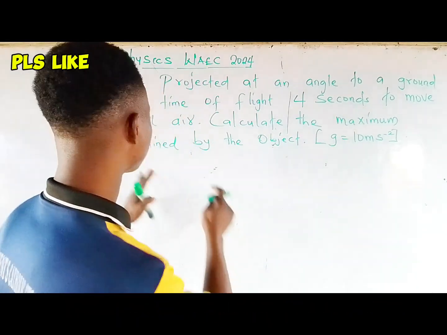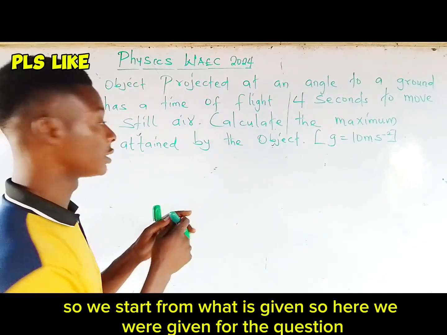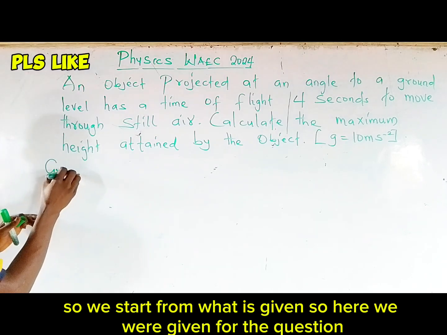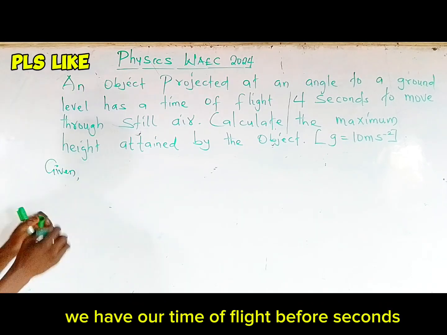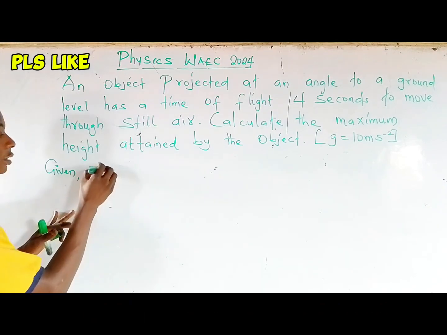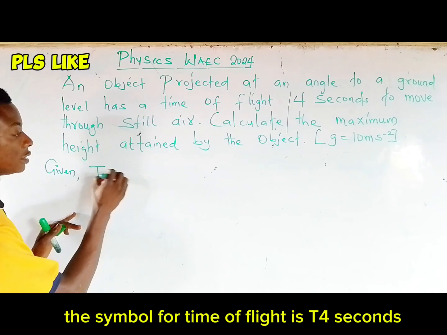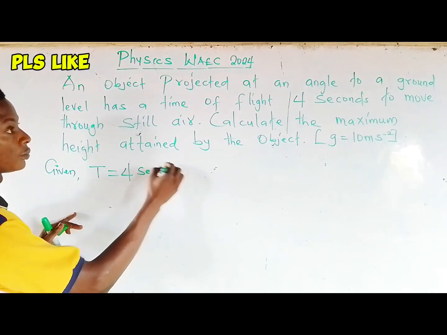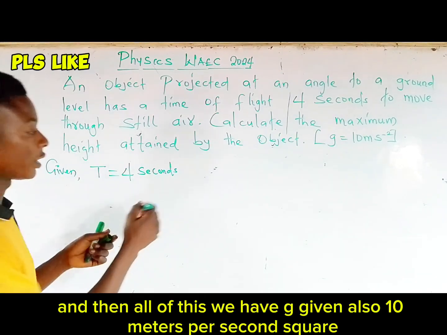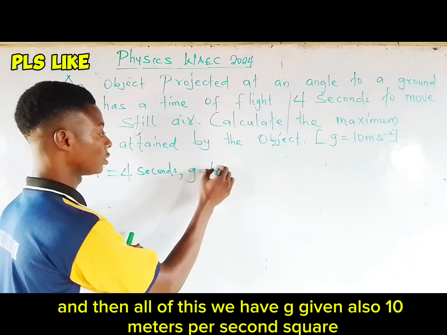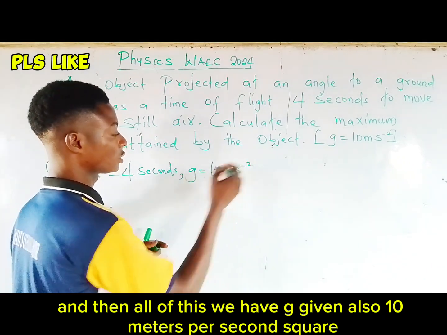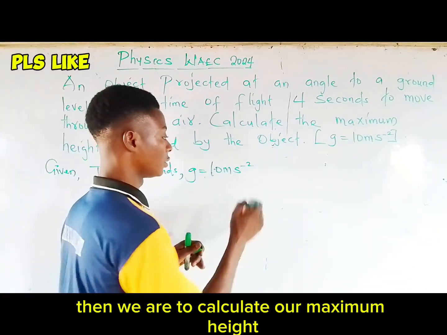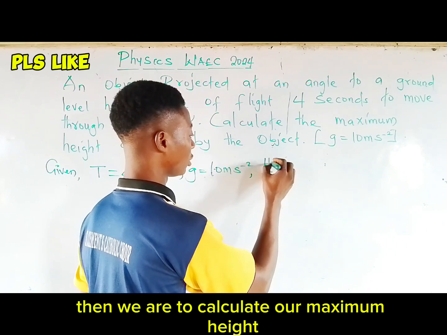Okay, very good. So we start from what is given. Here, for the question, we have our time of flight as 4 seconds. The symbol for time of flight is T, 4 seconds. Then we have g given also as 10 meters per second squared. That's our acceleration due to gravity. Then we are to calculate our maximum height.